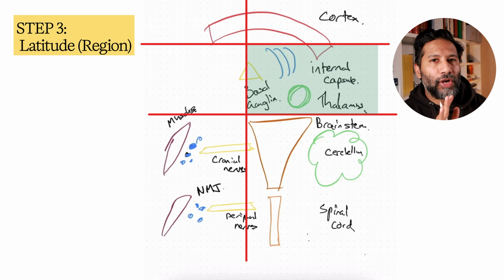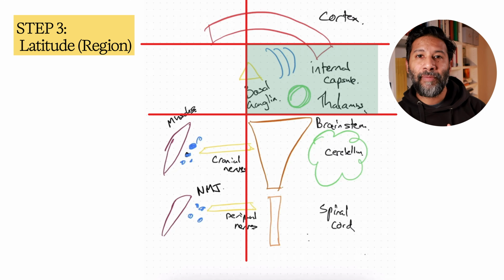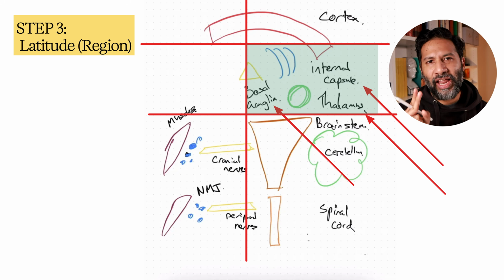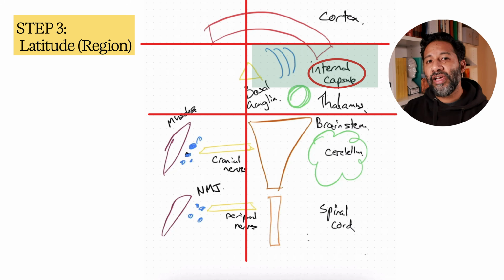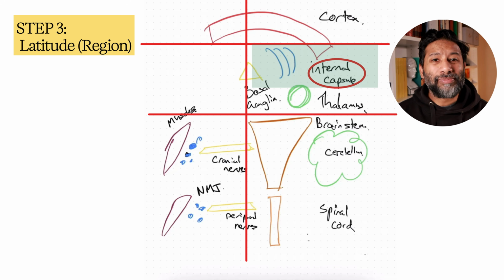Now the final question, latitude. Within those deep subcortical regions, where exactly? There are three candidates here: the internal capsule, the thalamus, and the basal ganglia. Well, it's going to be the internal capsule for two reasons. First, this is where all the motor fibers are densely packed together. Secondly, I haven't taught you about the other structures. Why would you pick those?